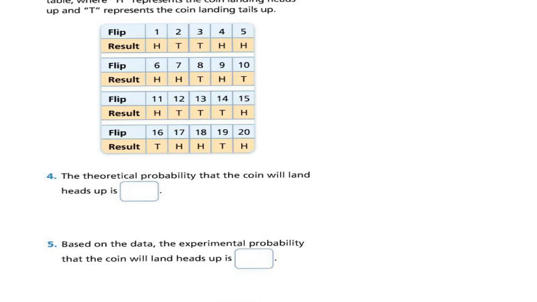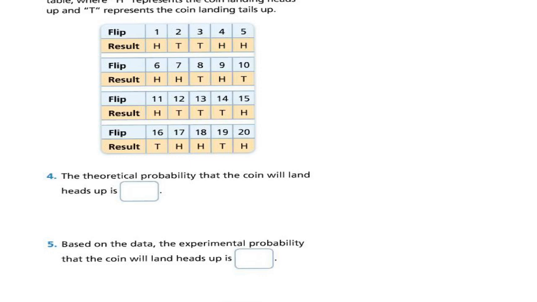Questions 4 through 6. Kelly flips a coin 20 times. The results shown are in the table where H represents the coin landing on heads and T represents the coin landing tails up. Now, since the table is showing her results, the table is giving us the experimental probability.